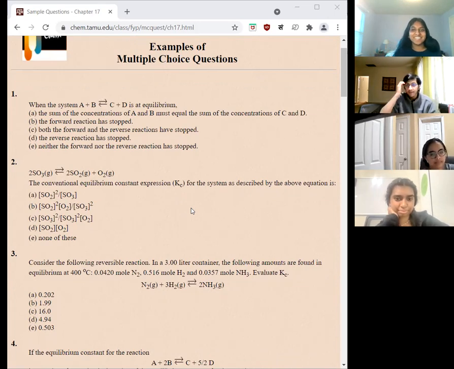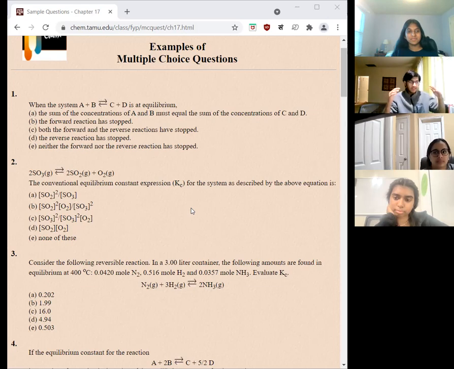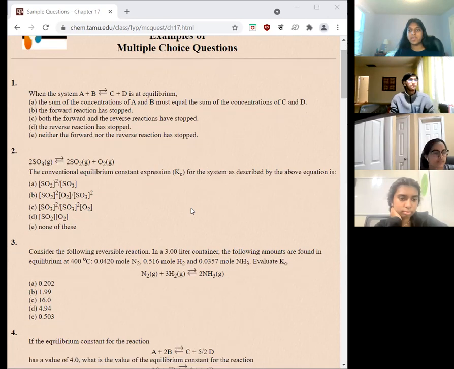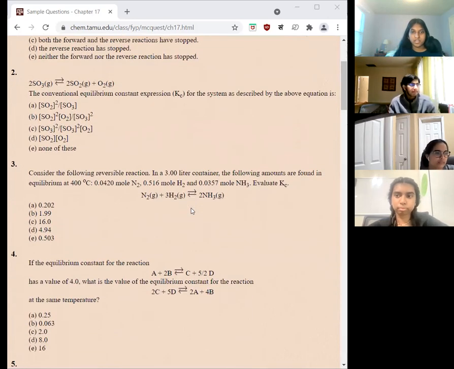I sent a graph in the chat. I would open that up. That visual really helped me when I was learning this, to see that the amounts don't change, but the reactions are still happening. They're just happening at the same rate. So you can look at that graph and see that. Yes. Okay. So the next one, they're just asking for Kc.